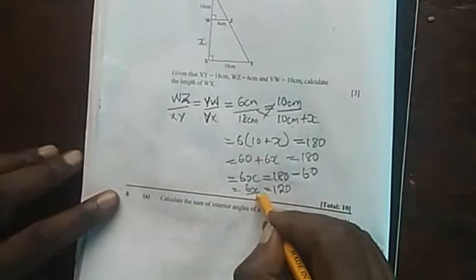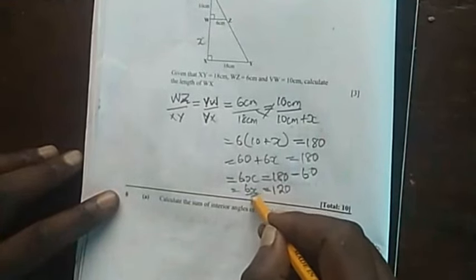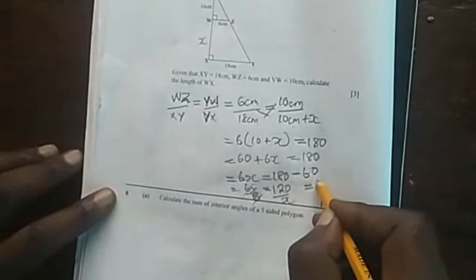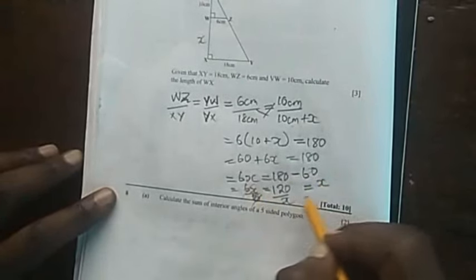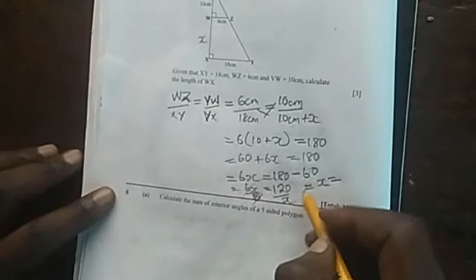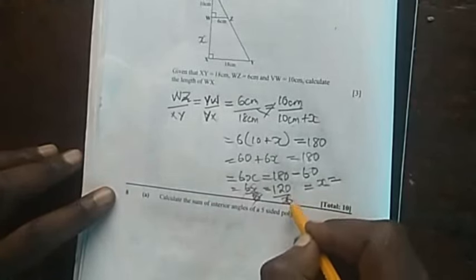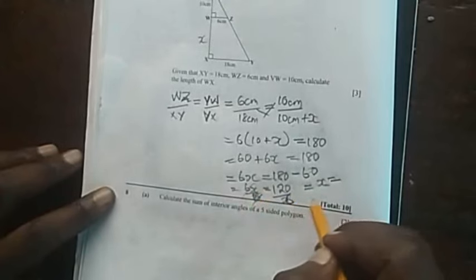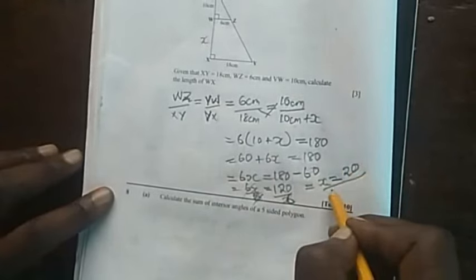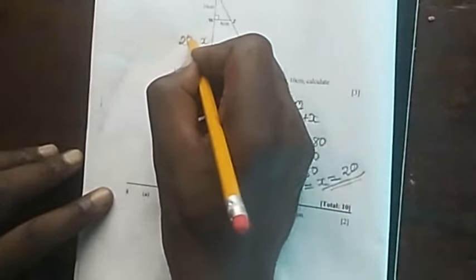We are going to divide by 6 and this side by 6. Okay, so this and this will give us x. This will cancel each other, then give us x, which will be equal to 48 divided by 6. So the value of x, that means the length of this, is going to be 8 centimeter.